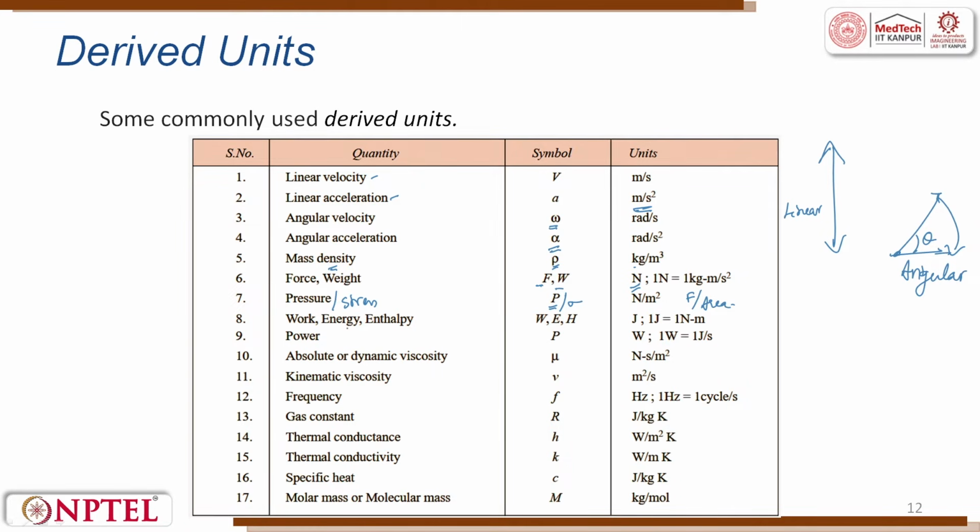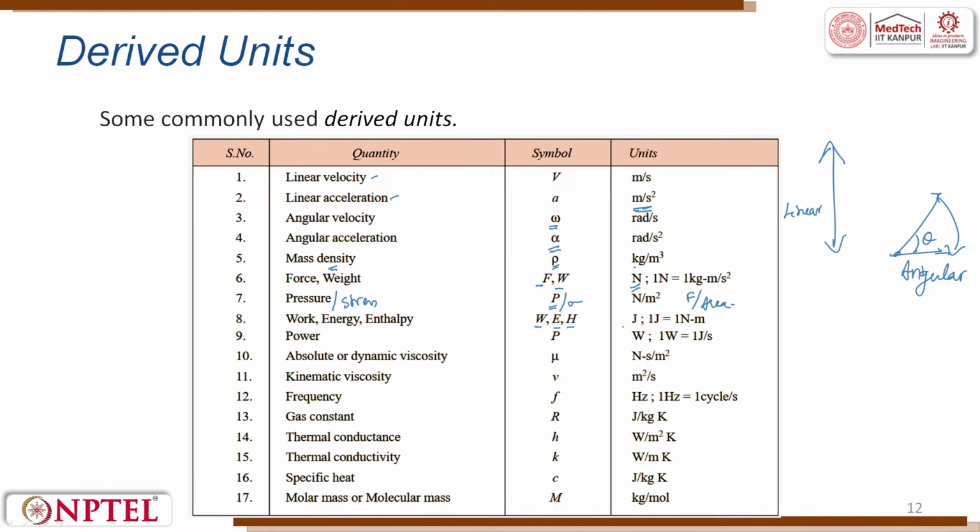Then work, energy, and enthalpy will again be represented as W, E and H. So, you should be very careful. Sometimes we express work in terms of W, and weight also in terms of W, but in some of the problem statements it will be clearly specified that the weight is W, and the work done will be in some other unit. So, please watch out for the units.